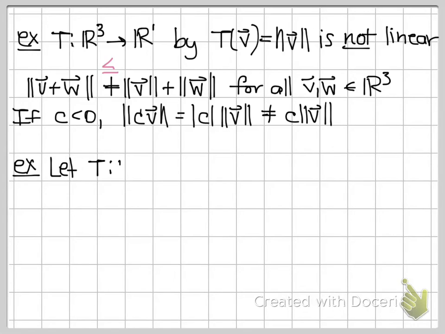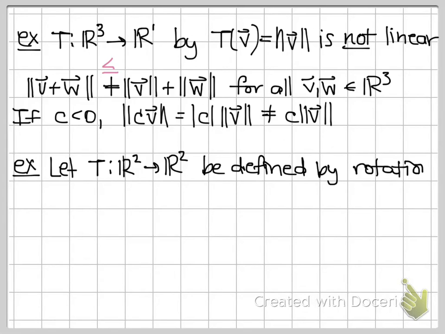Let's look at another example. Let T be the transformation from R2 to R2 defined by rotation by 45 degrees. Okay, so a vector PQ is rotated 45 degrees. Does this define a linear transformation? Now in the next section we're going to talk about how to write down a formula for this transformation, but for now I just want you to think about what's happening pictorially. Okay, so I'm going to draw some pictures.